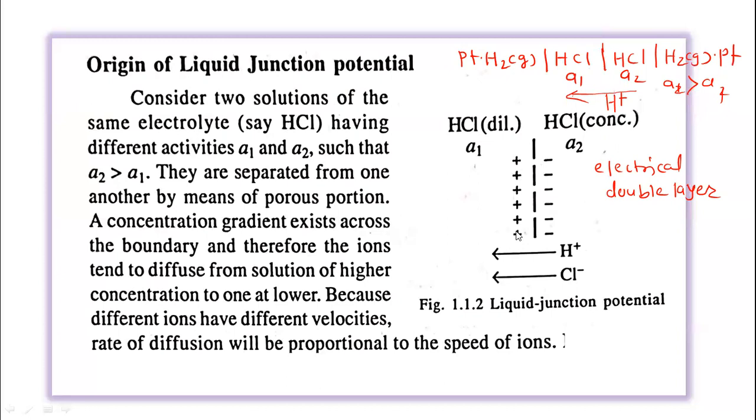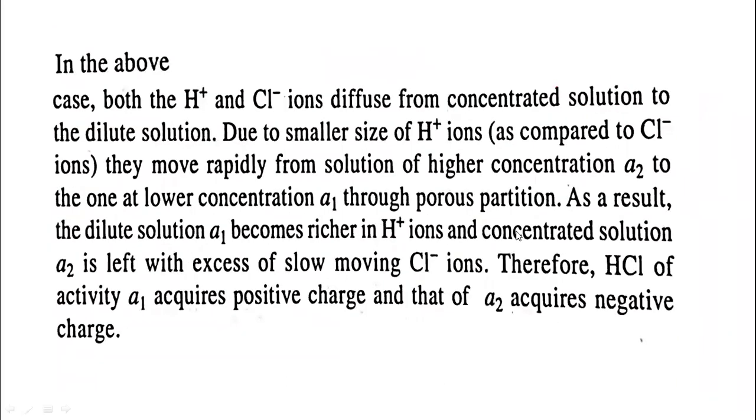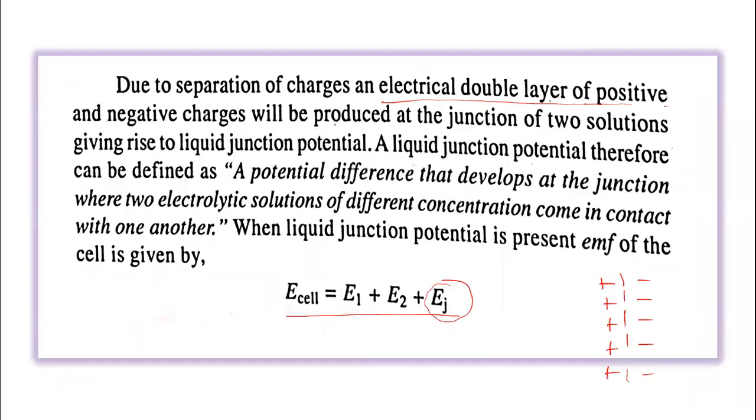Therefore, in this case, positive and negative charge separation takes place, and this will give rise to the liquid junction potential. The liquid junction potential is the potential difference that develops at the junction where two electrolytic solutions of different concentrations come in contact with one another. So whenever there is a development of the liquid junction potential, the EMF of the cell is equal to E1 plus E2 plus EJ.